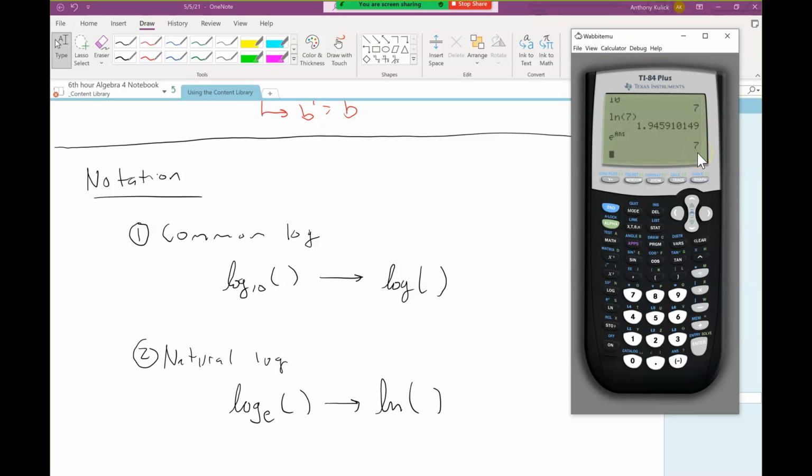Oh, I'm sorry. It's okay. I thought you had to go into the math button again. Nope. This is nice because these are on the home buttons of your calculator.